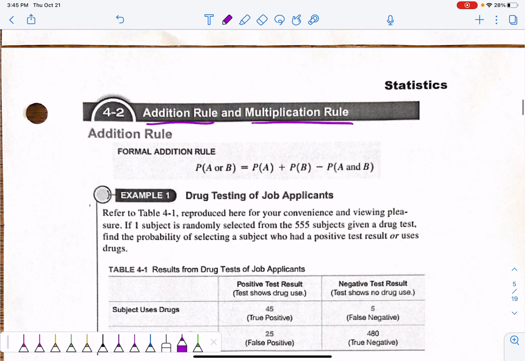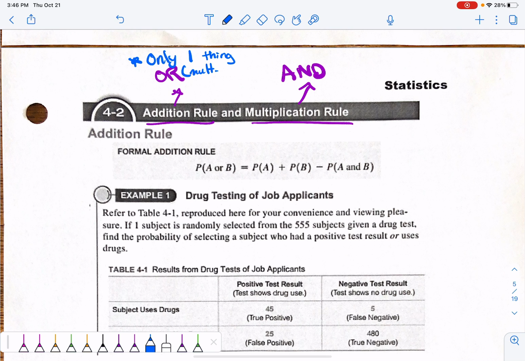So I'm just going to review some things that we know about addition and multiplication, because addition is the or section, multiplication is the and section. So that's how you know when you add or when you multiply: you will see those keywords, or and and. Also, in an or statement, you're only choosing one thing, but you might have multiple categories that you're choosing from.